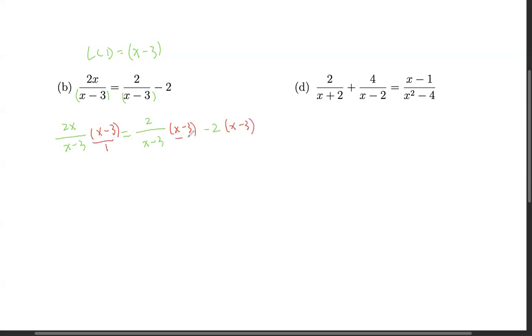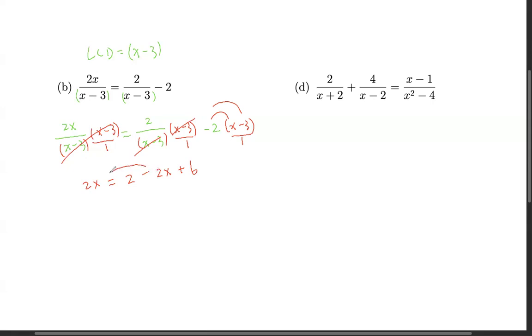And of course, this is just a numerator. Now I have x minus 3 in the denominator and x minus 3 in the numerator. Those two cancel, and I'm left with 2x divided by 1, which I just read as 2x. And in this term, the denominator cancels the numerator, so I have 2 divided by 1, so 2. Then I have negative 2 times x, which is negative 2x. Negative 2 times negative 3 is positive 6. See, all of a sudden I get linear expressions because I have got rid of the denominators.